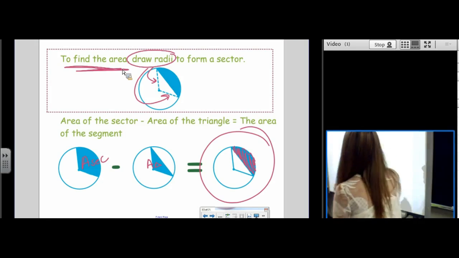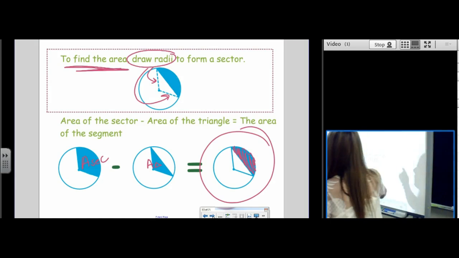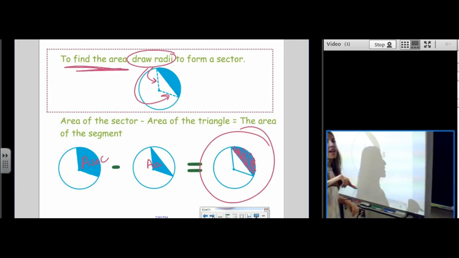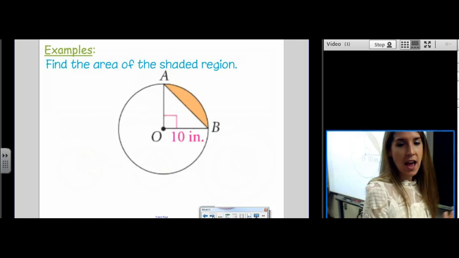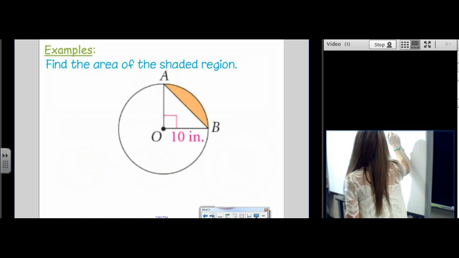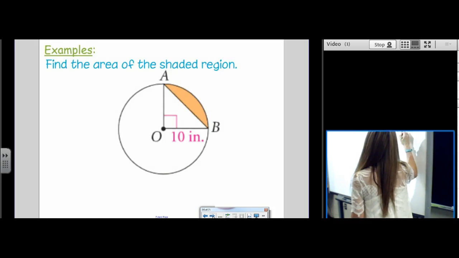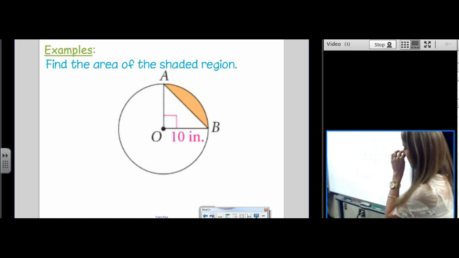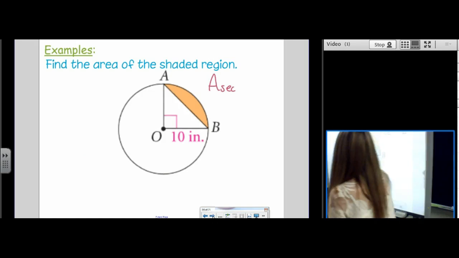Let's see if we can put this to use. Find the area of the shaded region. So we're going to find the area of that peach region. And the way that we're going to do that is we're going to find the area of the sector. And then we're going to take away the area of the triangle. So let's get started. Let's find the area of the sector.